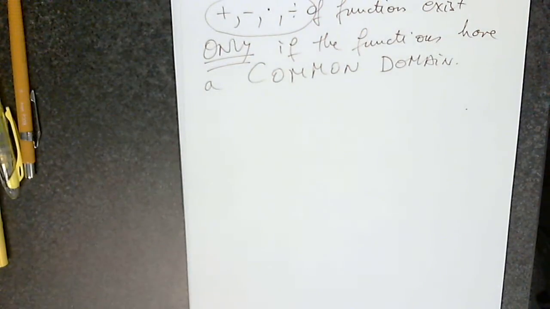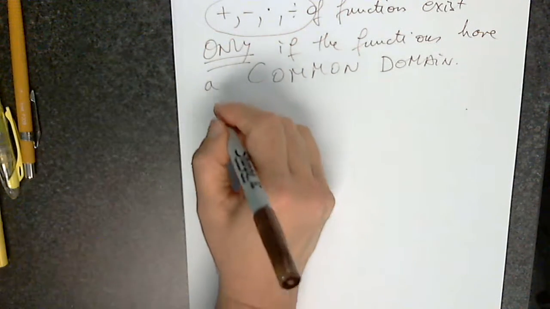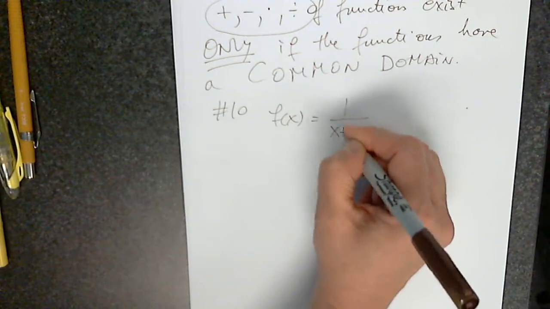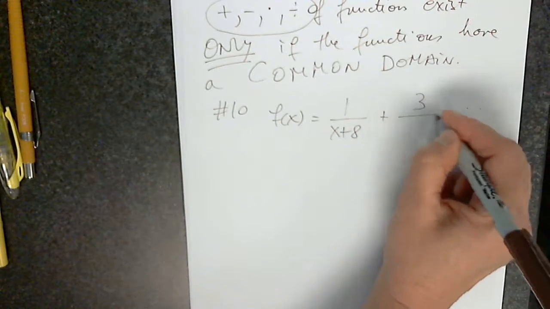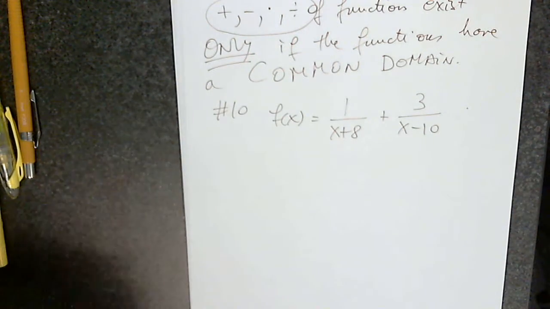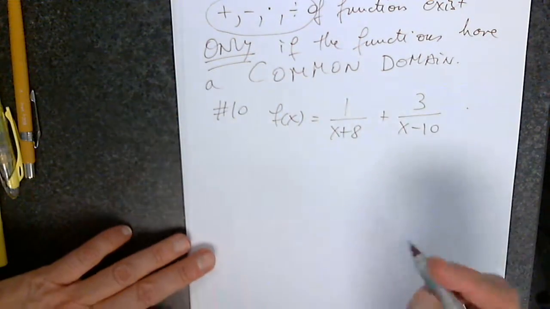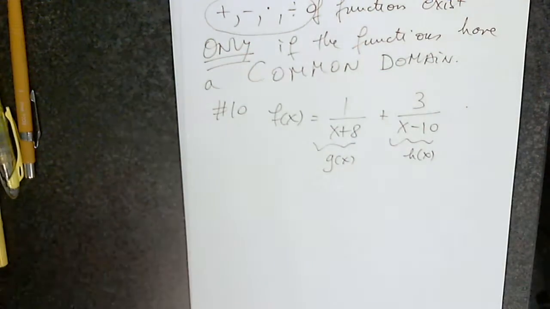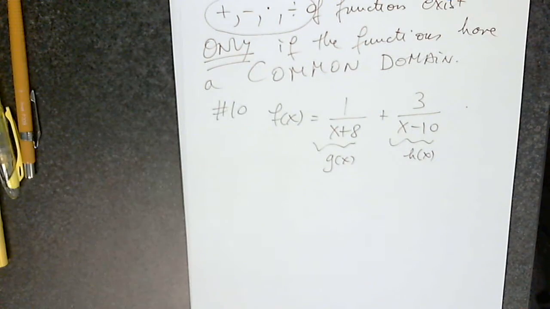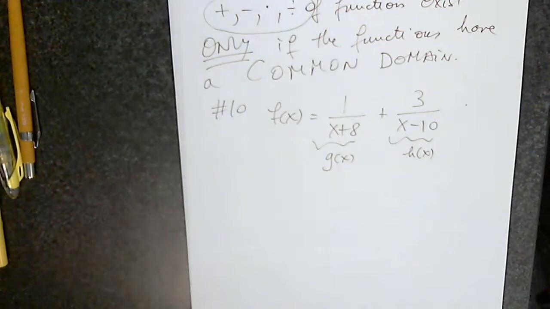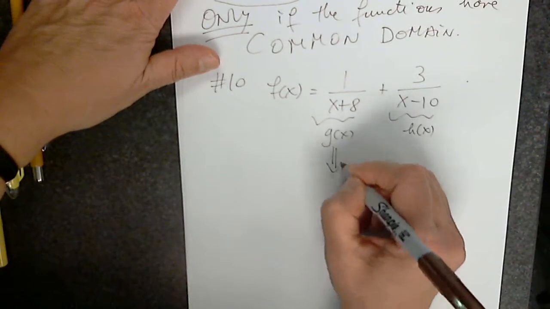And I want to start with the problem on page 297. Like problem 10. F of x equals 1 over x plus 8 plus 3 over x minus 10. And you could say, wait a minute, what is this? And I'll say, this is g of x, and this is h of x. This is f, a function determined by making the sum of g and h. So can anyone give us the domain of g?